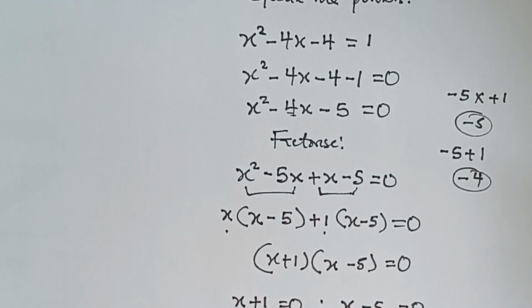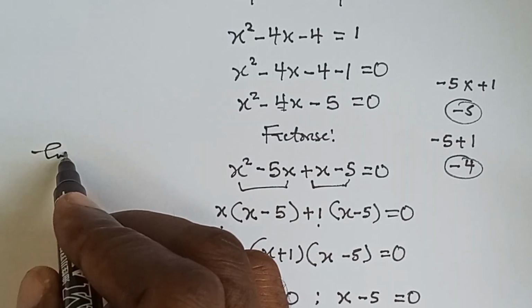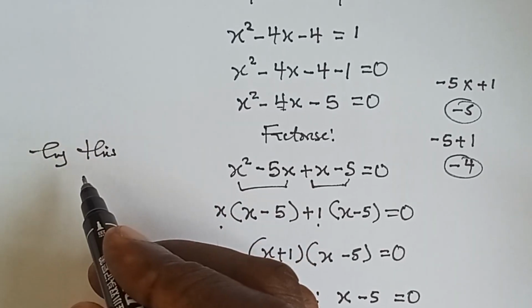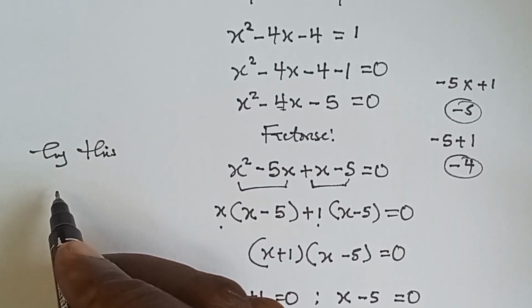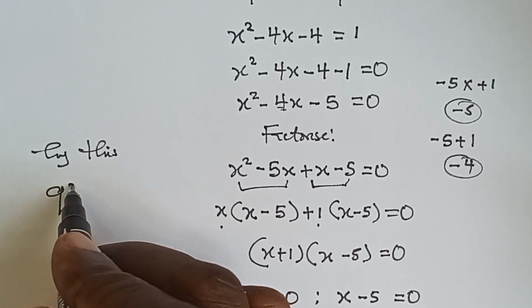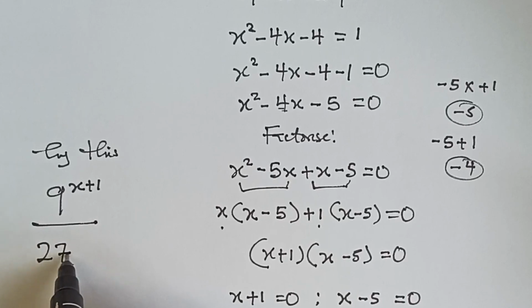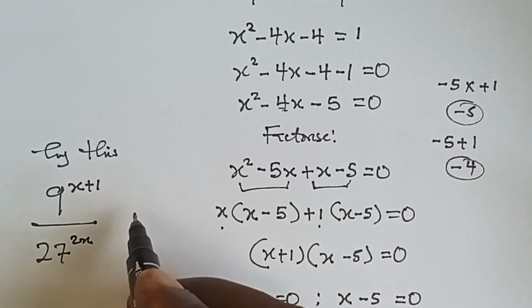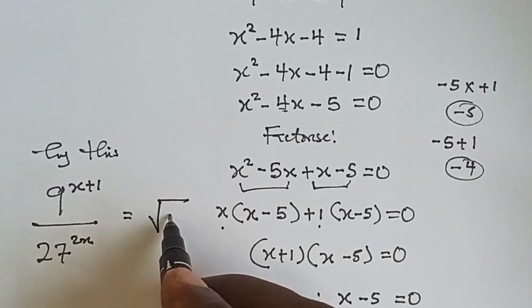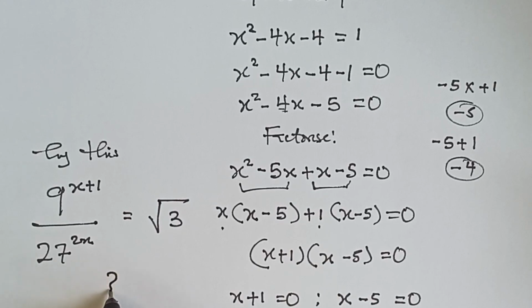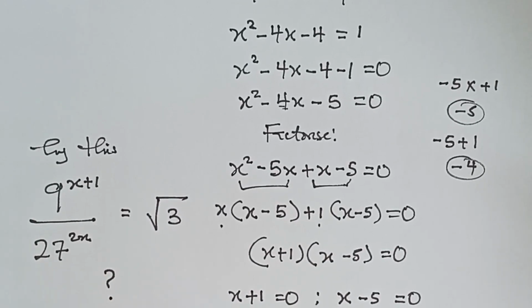Now, let's try this. Let's solve 9 raised to the power x plus 1 over 27 raised to the power 2x equals to square root of 3. Okay, so let's try to solve this and drop our answers in the comment section.